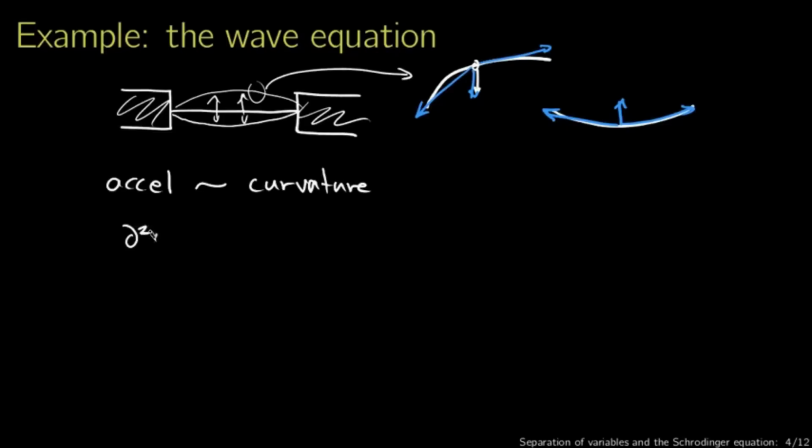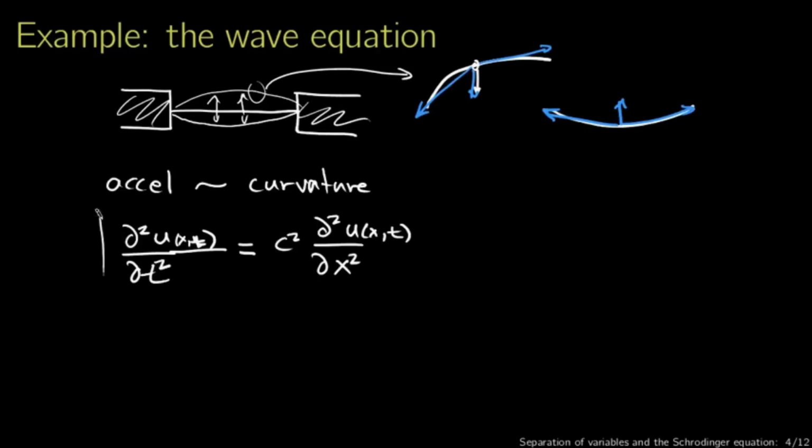The acceleration is the second derivative of the position. So if the position of this string is u as a function of position and time, then the acceleration of the string at a given point and at a given time is going to be equal to some constant, traditionally written c squared, times the curvature, which is the second derivative of u with respect to x. Again, u being a function of position and time. So this is the wave equation. I should probably put a box around this because the wave equation shows up a lot in physics. This is an important one to know.